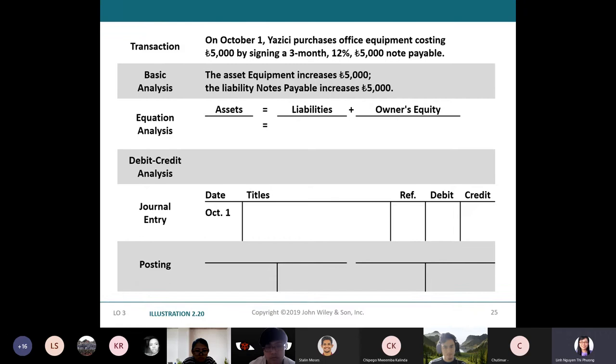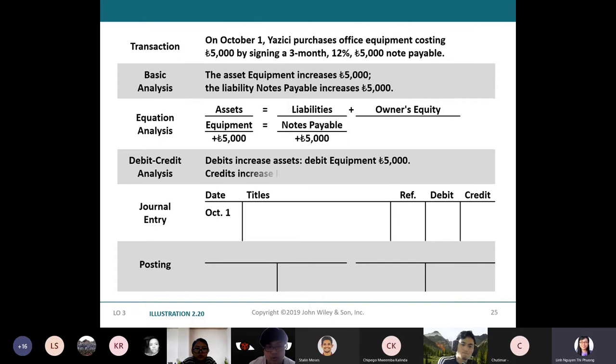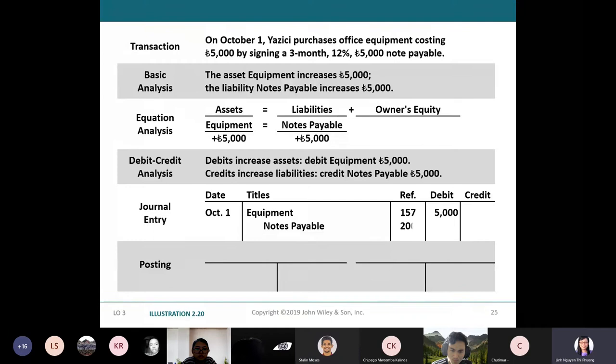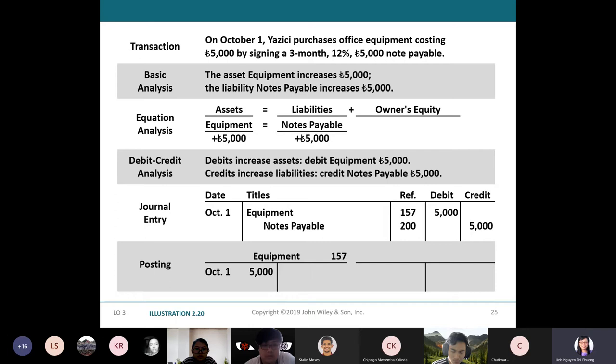Now, let's go to the journal. So Stalin, when equipment increases, what do we do? Debit or credit? Debit. We debit, good, because this is an asset, and when assets increase, we debit, okay? Next, notes payable, what do we do, Stalin? We credit. We credit it because this is a liability. When liability increases, we credit, okay? And then after that, we post it to the ledger. Debit equipment and credit notes payable. Okay, thank you, Stalin. Is there any question, class, on this? Any question that you want to ask?